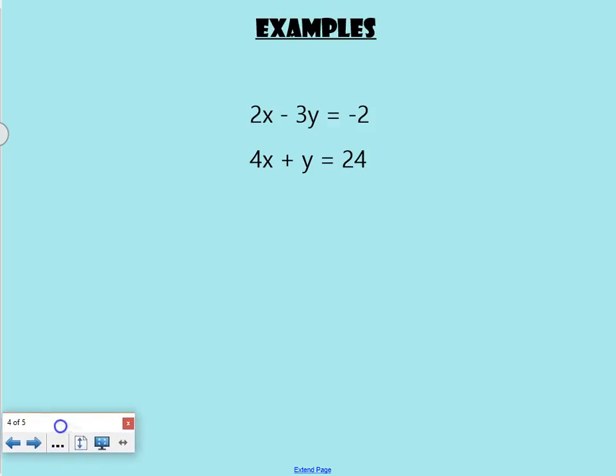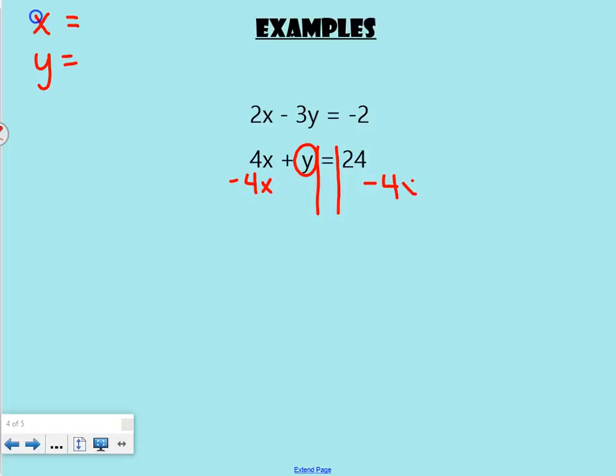Another example, just make sure we're getting it. 2x minus 3y equals -2, and 4x plus y equals 24. Now, when we're substituting, we're looking for an equation that looks like x equals or y equals. I don't see an equation that looks like that, but I do see this equation where y is all by itself. So I could make it y equals by minusing 4x on both sides of the equal sign. That way, this equation becomes y equals 24 minus 4x.